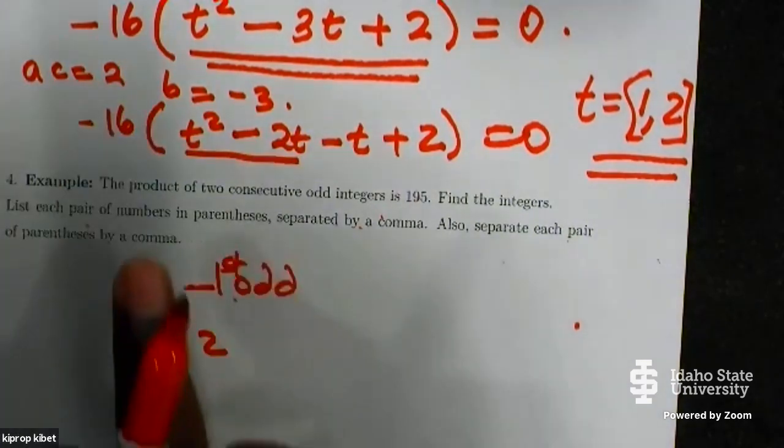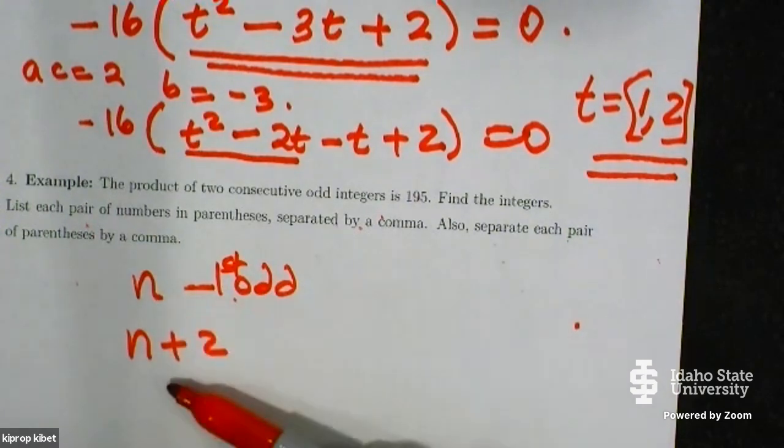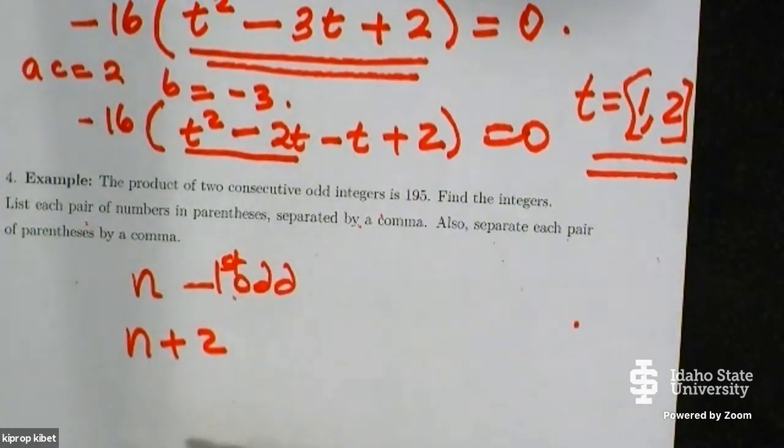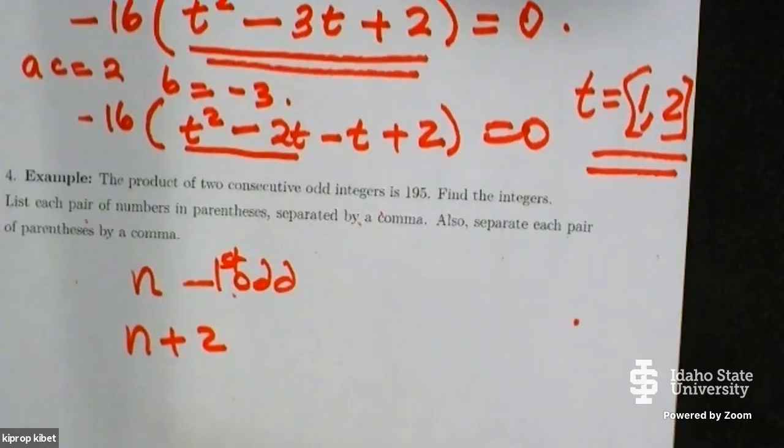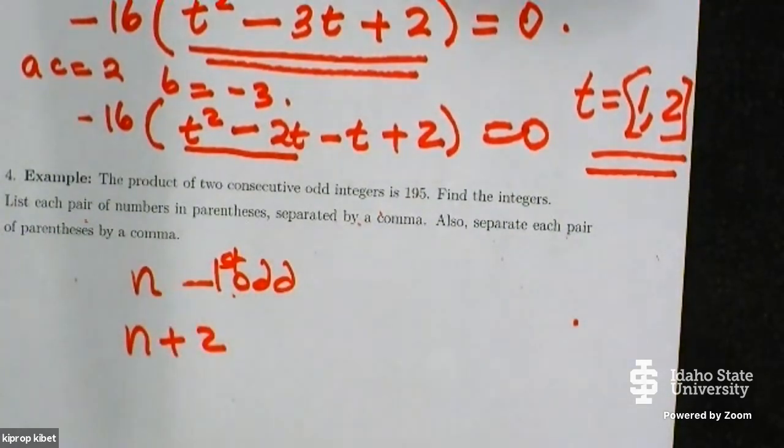So, and it says the product of two odd numbers. So our steps are: read the problem, identify what you are looking for. You're looking for the two odd numbers. And then number 3, name what you're looking for. We name them n and n plus 2. And then translate into an equation. Now translate that one into an equation.